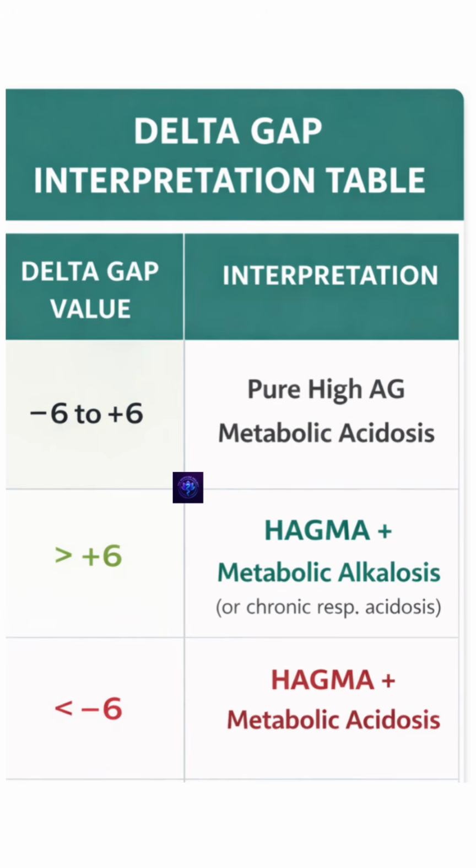And this is the delta gap table. And if you see the second row, you'll get the diagnosis in this question.